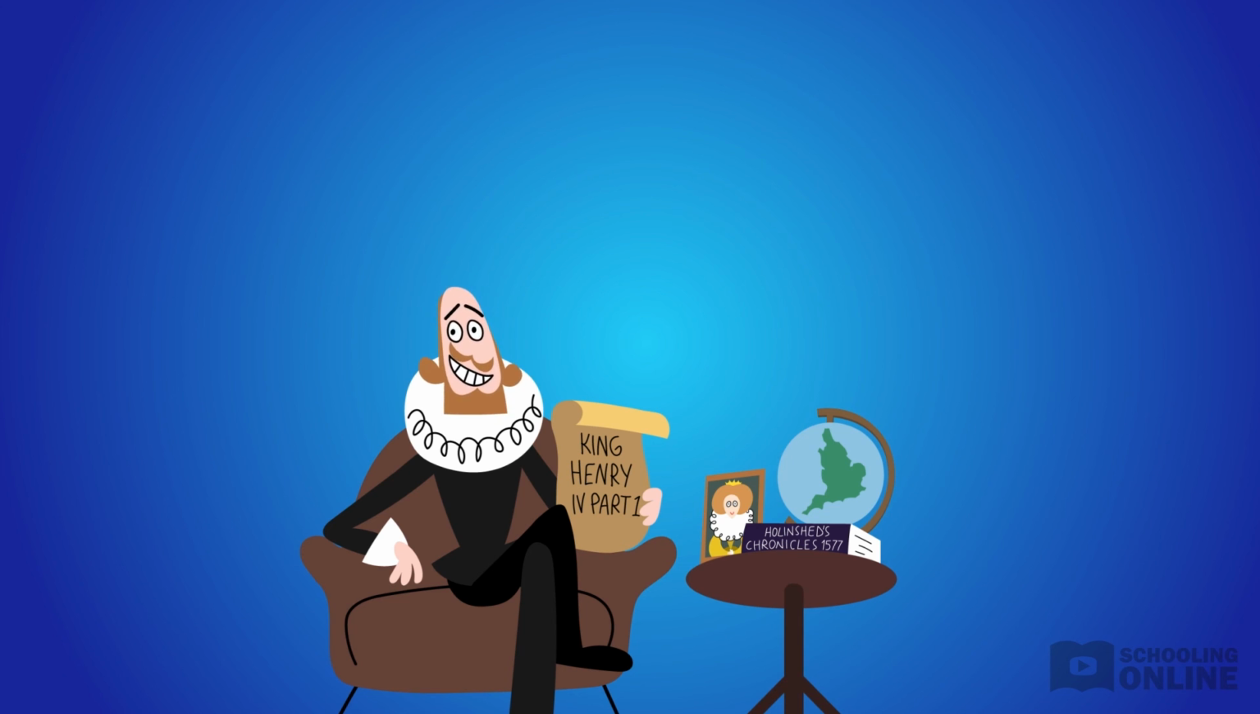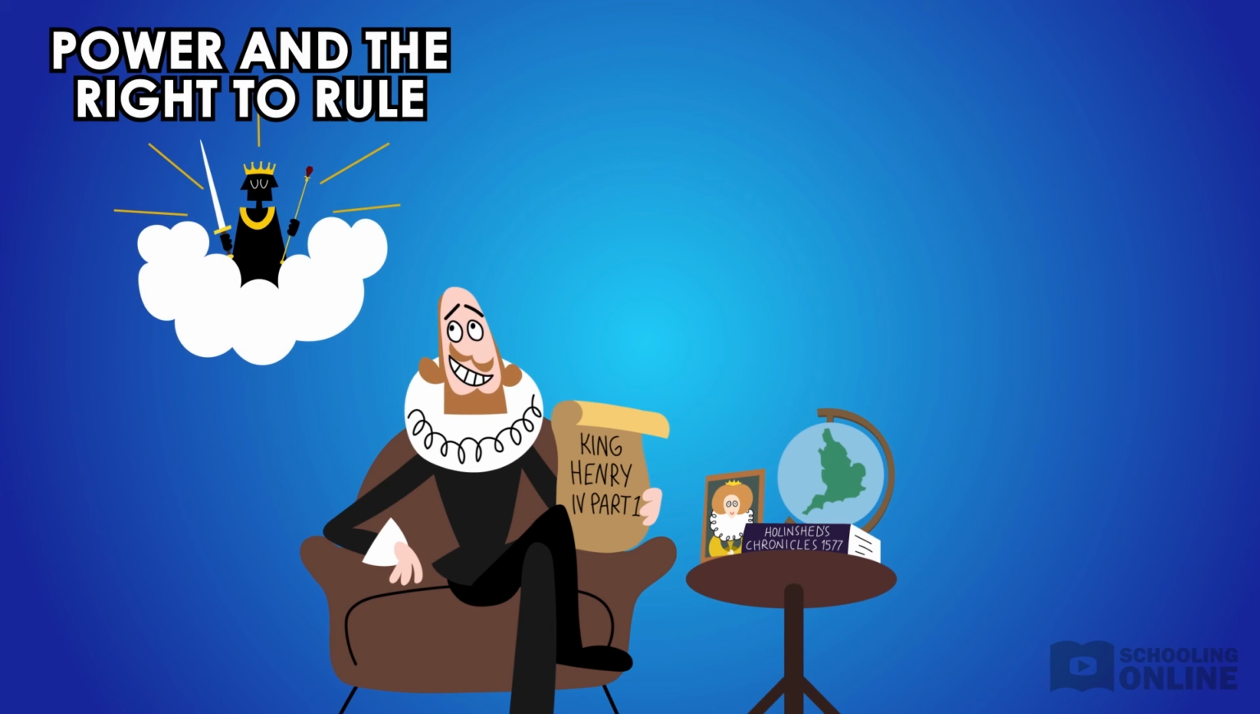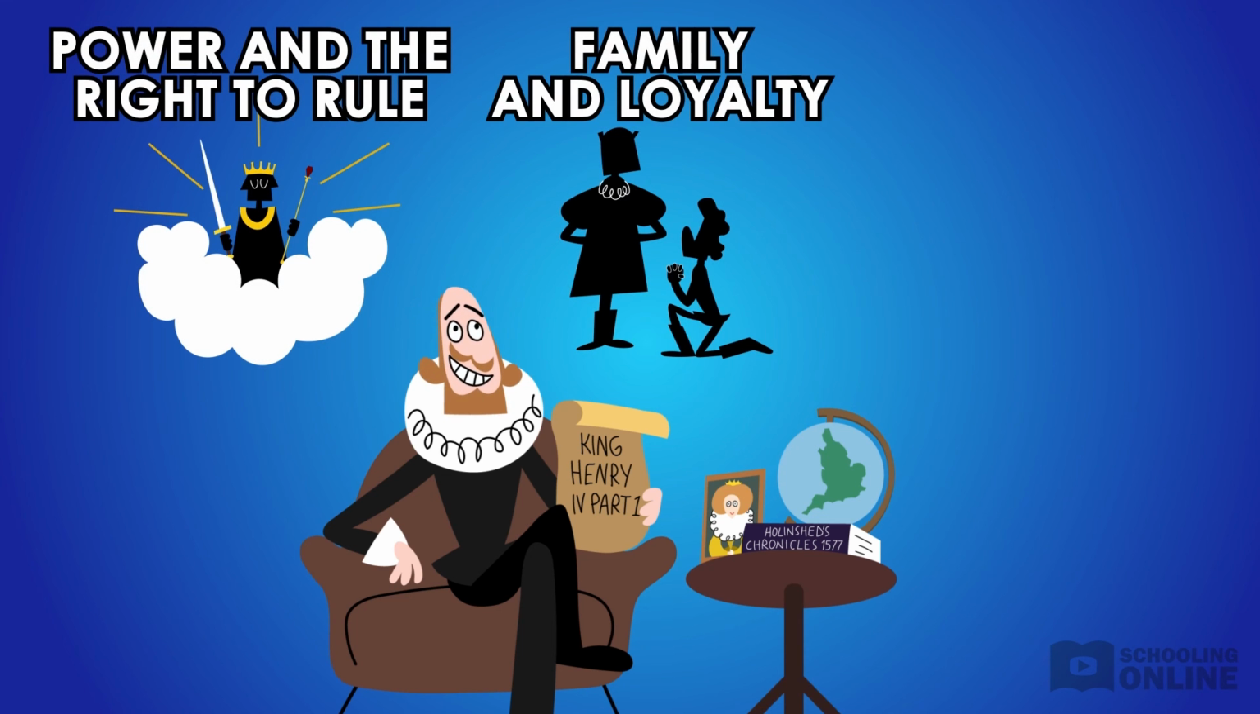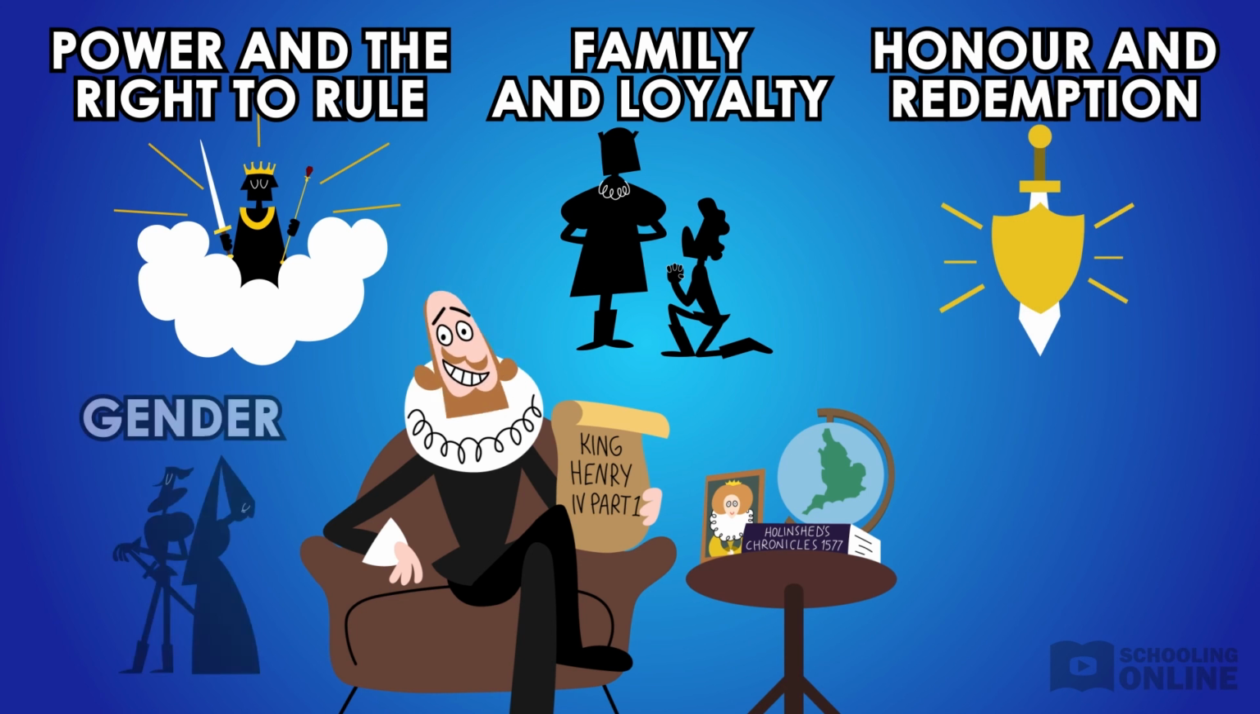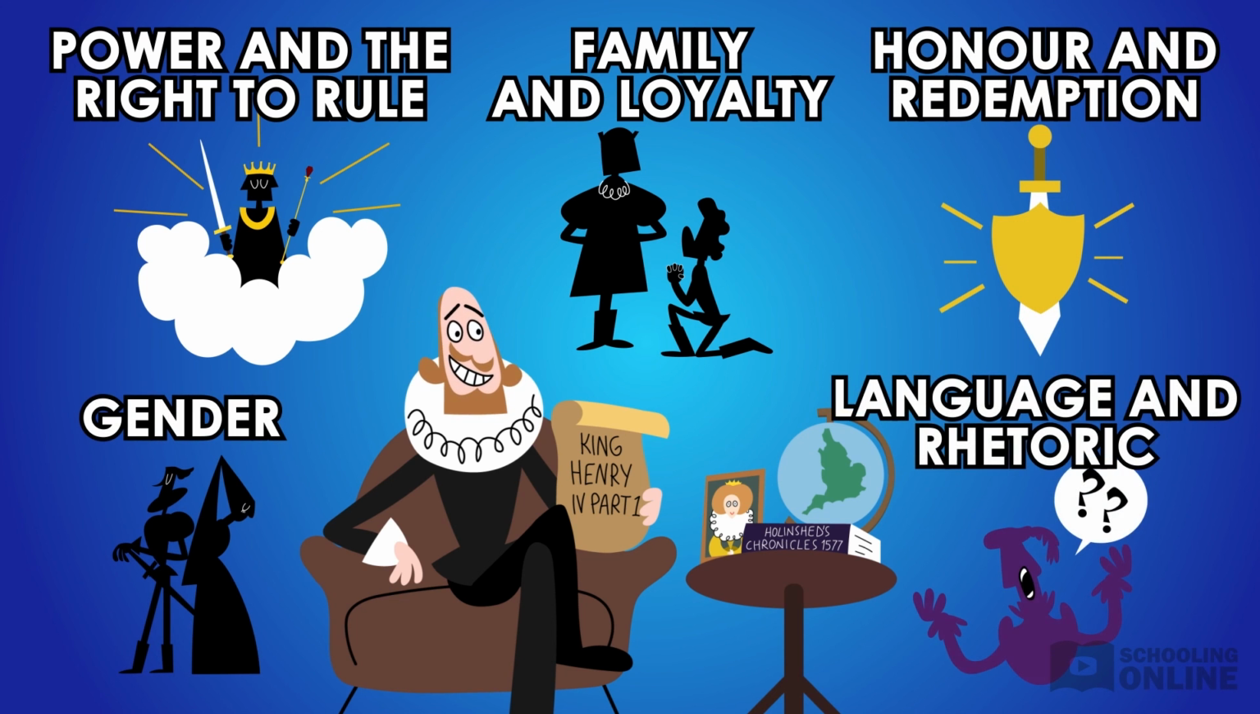Great job, team! In this lesson, we've covered how aspects of Shakespeare's context are reflected in the themes of power and the right to rule, family and loyalty, honour and redemption, gender, and language and rhetoric in Henry IV Part 1. You're now ready to write awesome paragraphs and make Shakespeare proud.